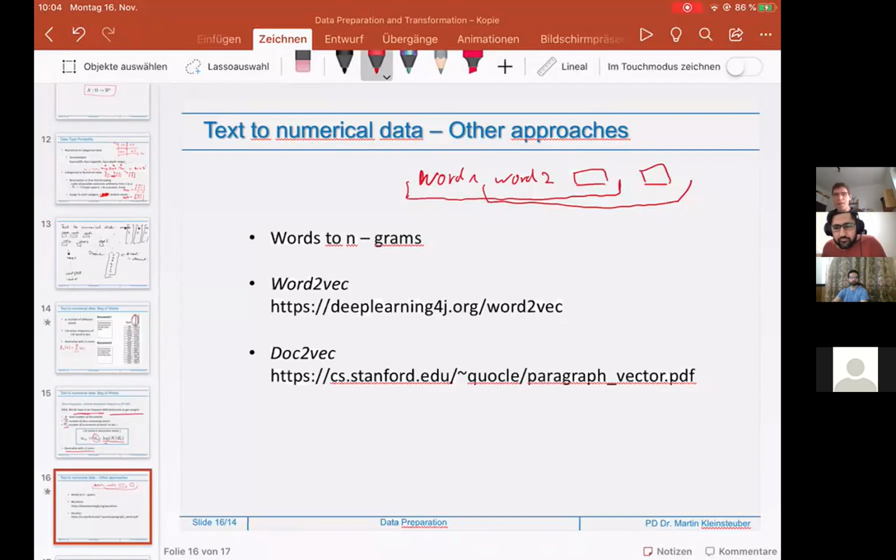Yeah. So depending on the size of your training data, you can see how large you can use this n-gram.